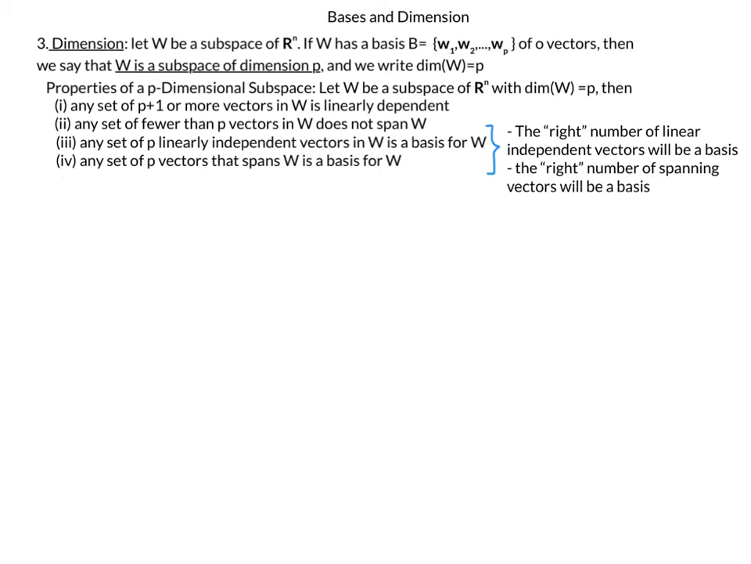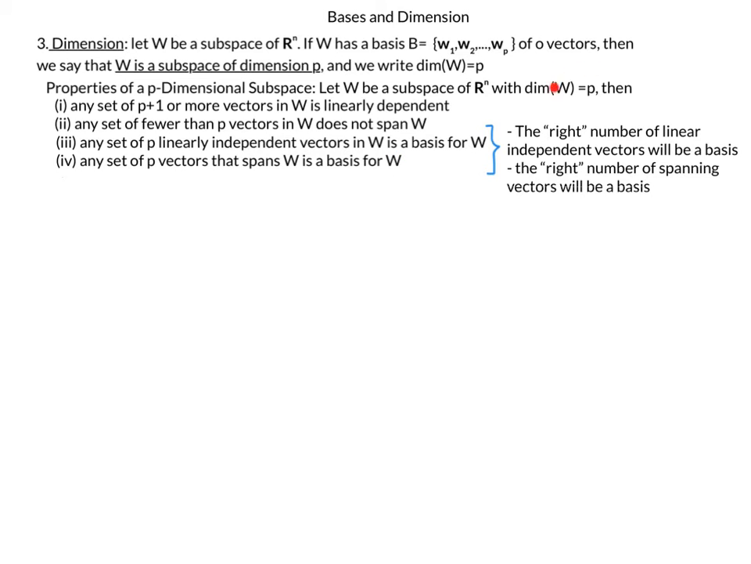If you have p linearly independent vectors and the dimension of W is p, then you know these p linearly independent vectors are a basis. You don't have to go and show that they span, because basically the right number of linearly independent vectors will be a basis, and the right number is the dimension. Similarly, any set of p vectors that spans W is a basis for W.